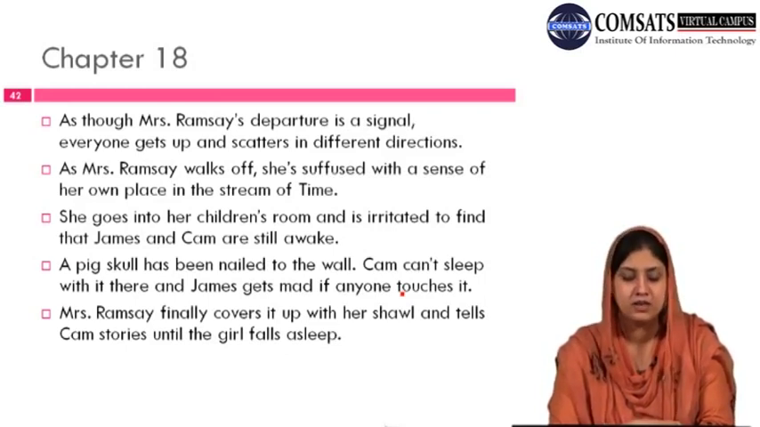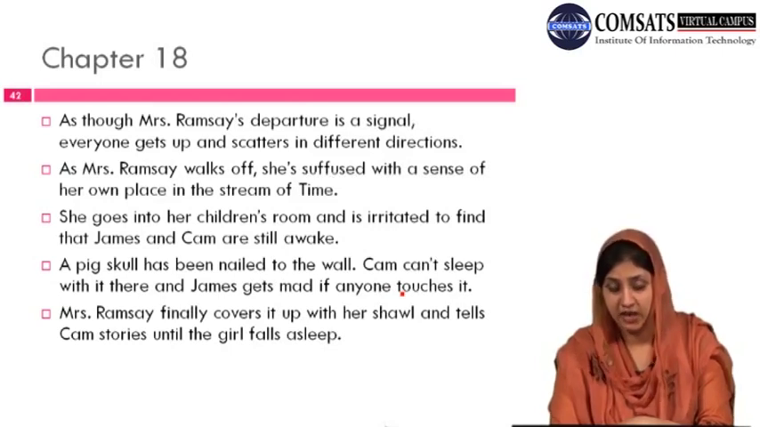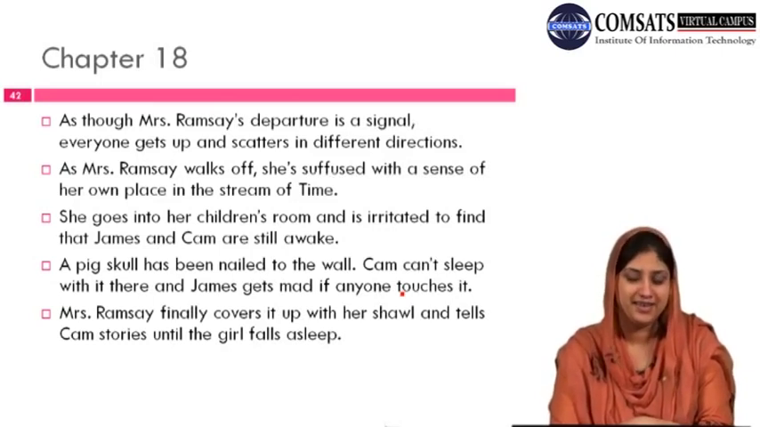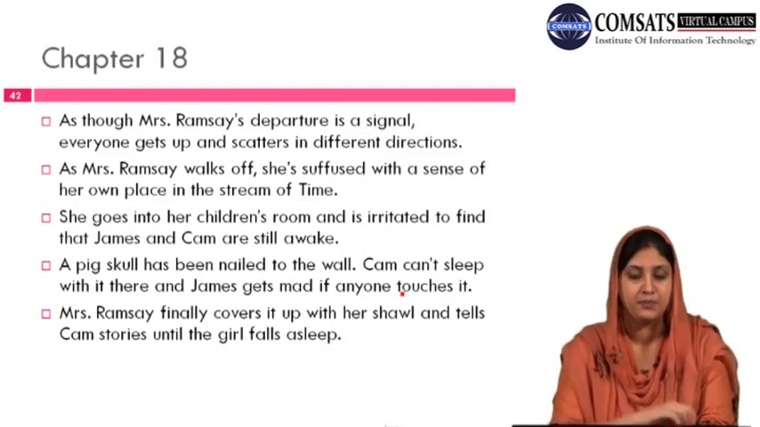A big skull has been nailed to the wall. Cam can't sleep with it there, and James gets mad if anyone touches it. Mrs. Ramsey finally, very wisely, deals with the psychology of both children, and she covers the skull on the wall, telling Cam that she can imagine this to be a kind of object that can take her into beautiful imaginations, and at the same time telling James that the skull is still on the wall. So she is basically dealing with both of them and eventually is satisfied and finds them satisfied.